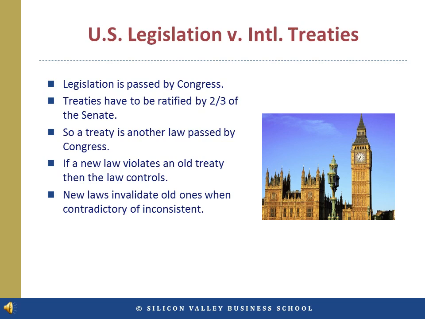If Congress passes a law that violates a prior international treaty, then the law controls. The determinative factor is which is later in time, the treaty or the law. In this way, legislators have the power to override commitments made by the U.S. to other nations.